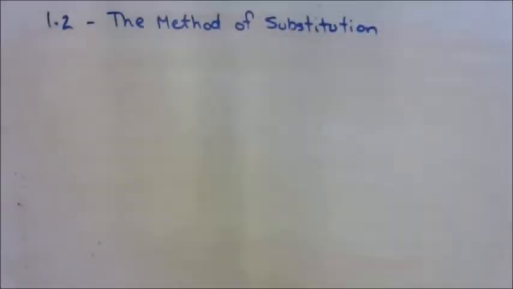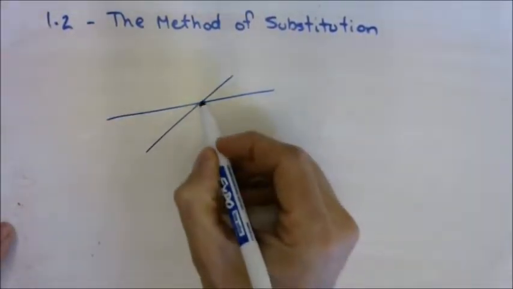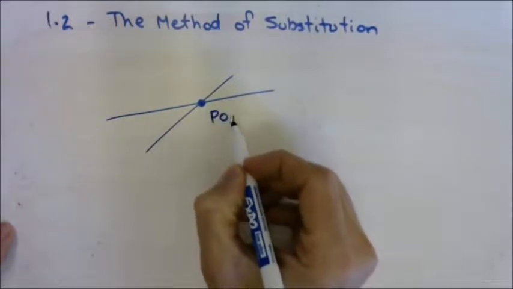Alright, today we tackle 1.2, the method of substitution. You already know about linear systems, right? A linear system is a system involving two or more linear equations, two or more lines. And what does it mean to solve a linear system? Yeah, find the points of intersection. So here's a linear system, and there's our point of intersection.